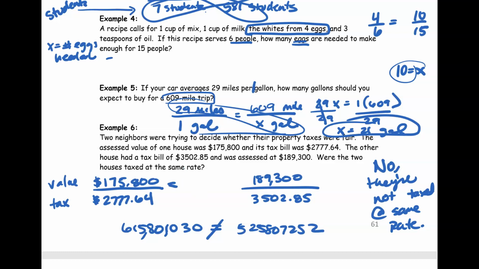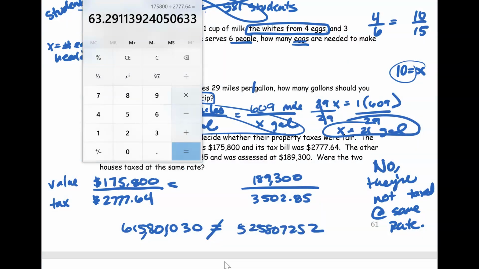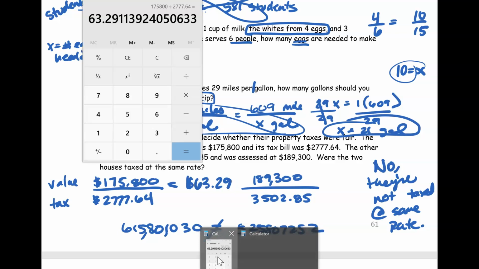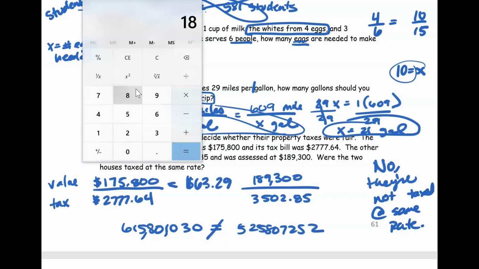Okay, let me get my calculator back. Okay, I get 60, I'm going to round it to 2 decimal places, so $63 and approximately 29 cents. 63.29, and then let me do the other two numbers. So then I do 189,300 divided by 3502.85, and I get 54.04.